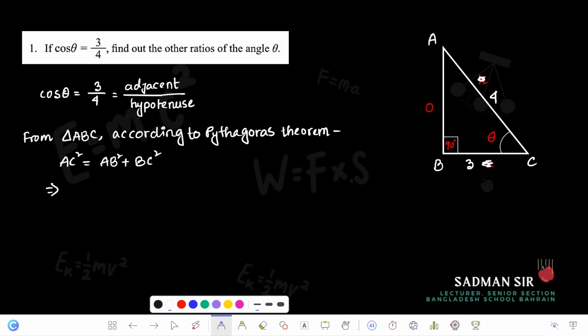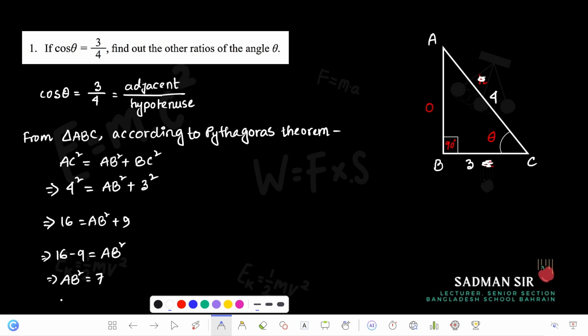Now, here if we put the value of AC, we can see that it is 4 already. So it will be 4 square. Then AB is something that we have to find out, so we don't know the value. Plus BC is 3, so it will be 3 square. Then 4 square is 16, and 3 square is 9. Now this 9, if I change the side, it will be negative. 16 minus 9 equals 7. So AB square equals 7. I need the value of AB, so it is root over 7.